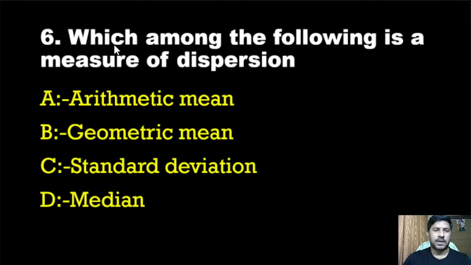Sixth question. Which among the following is a measure of dispersion? This question is from nursing statistics. Which among the following is a measure of dispersion? Arithmetic mean, geometric mean, standard deviation, median.